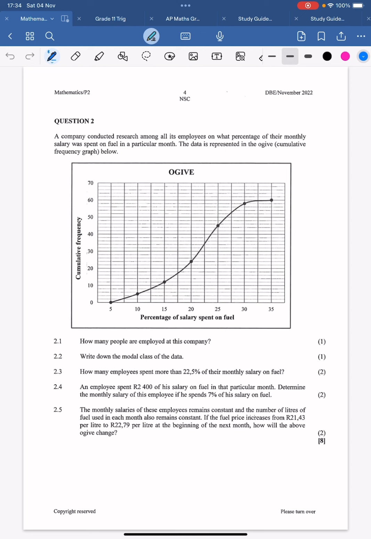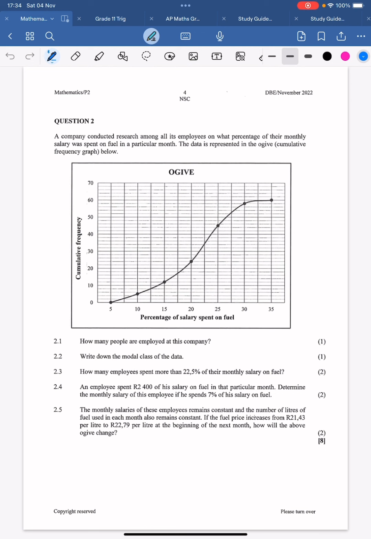Everyone, let's look at the November 2022 question 2 from paper 2. This is a stats question and it counts 8 marks. So question 2, they're saying a company conducted research among all its employees on what percentage of their monthly salary was spent on fuel in a particular month.